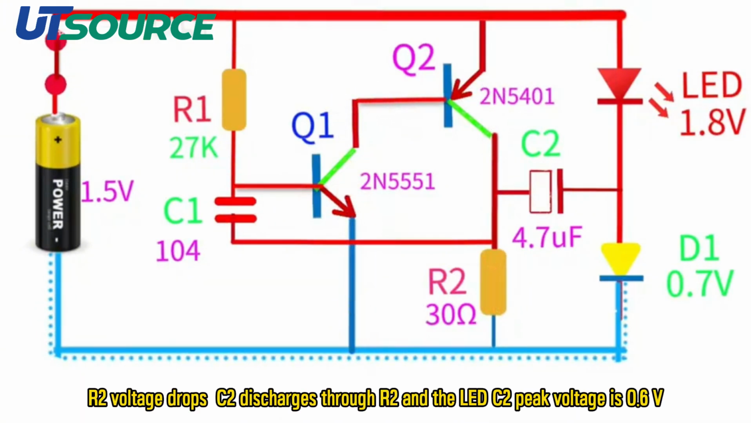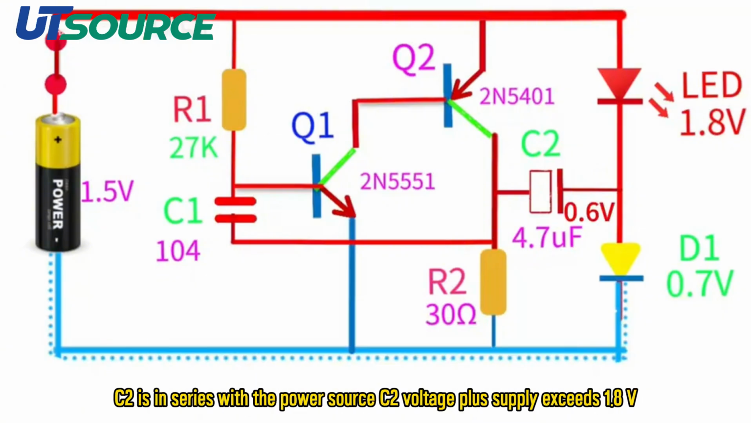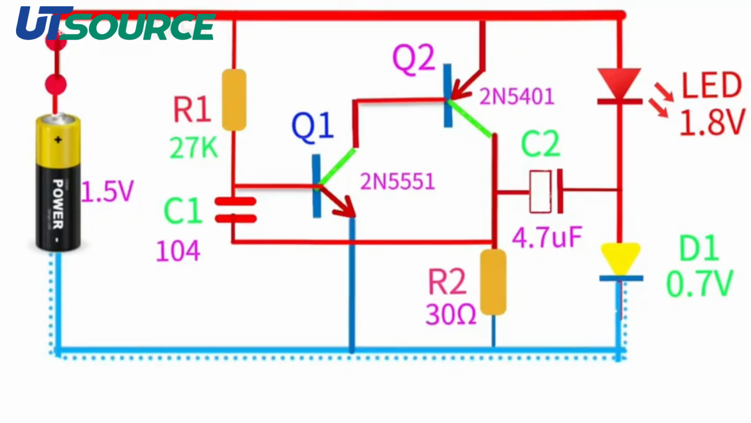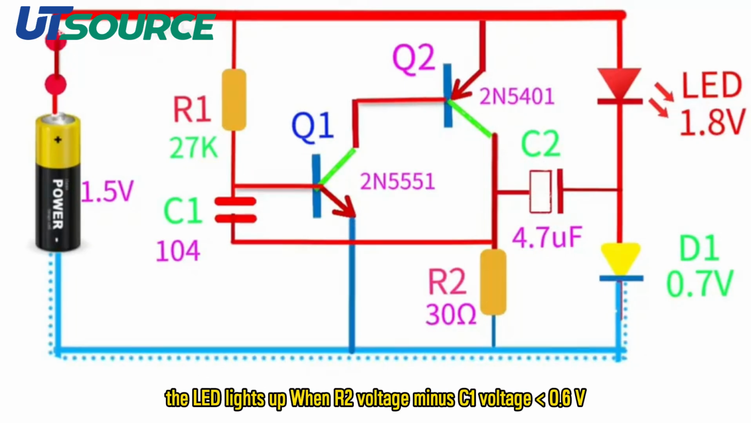R2 voltage drops, C2 discharges through R2 and the LED. C2 peak voltage is 0.6 volt. C2 is in series with the power source. C2 voltage plus supply exceeds 1.8 volt. The LED lights up when R2 voltage minus C1 voltage is 0.6 volt.